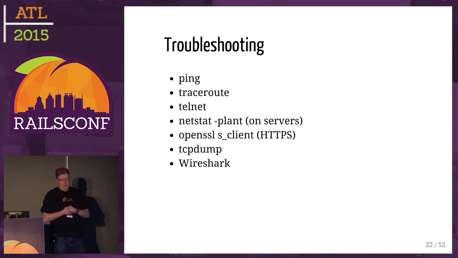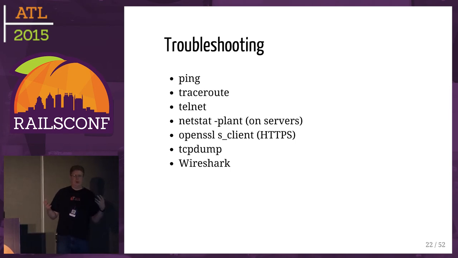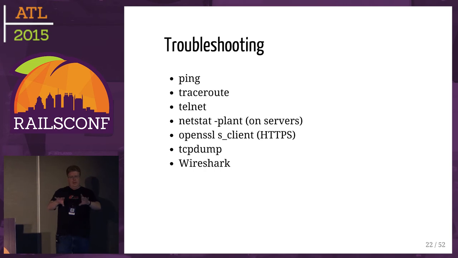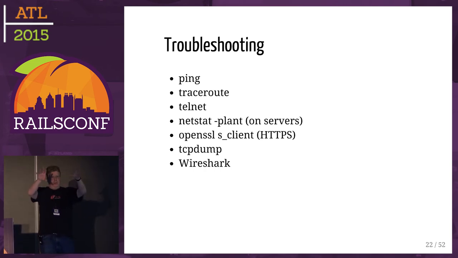Troubleshooting. For any network problem you have, you have to think about the OSI model. I wish I had a picture of that; I forgot to put that on there. You've basically got the physical layer, the network layer, the transport layer, which is TCP, and then you've got your application sitting on that. So there's a lot of things that could go wrong.